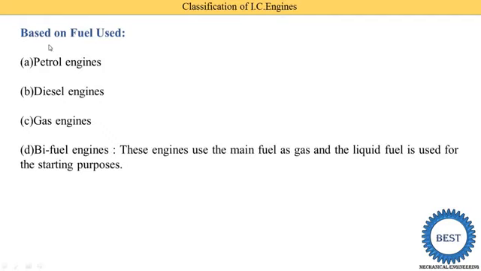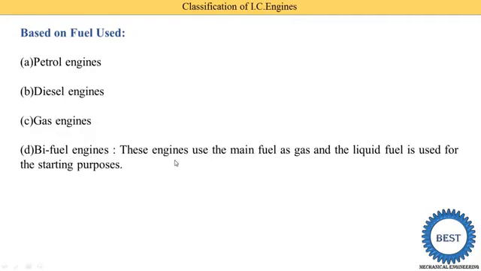Now the next classification is based on the fuel used. Which type of fuel is supplied to the IC engine? The first is the petrol engine, which we use in our bike. Then the diesel engine. In a car, a diesel engine as well as a petrol engine is used. The third one is the gas engine. Gas engine means we use CNG or LPG to run the car. Another is the biofuel engine.